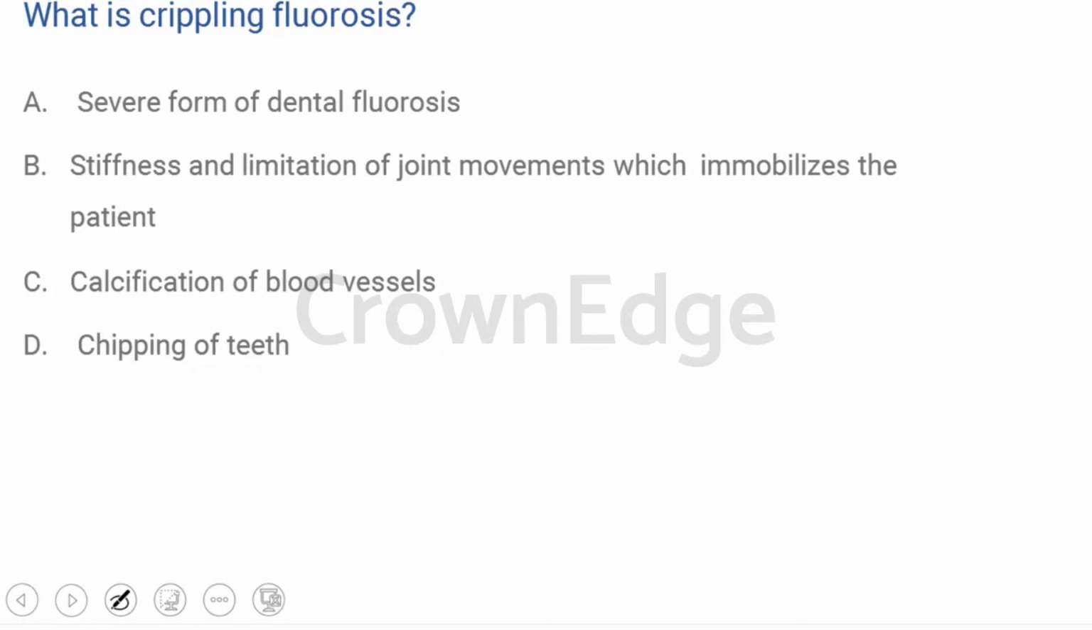What is crippling fluorosis? A. A severe form of dental fluorosis. B. Stiffness and limitation of joint movements which immobilizes the patient. C. Calcification of blood vessels. D. Chipping of teeth. Crippling fluorosis is actually a severe form of your skeletal fluorosis. Okay. So the option that fits here is option B, which is stiffness and limitation of joint movements, which immobilizes the patient.